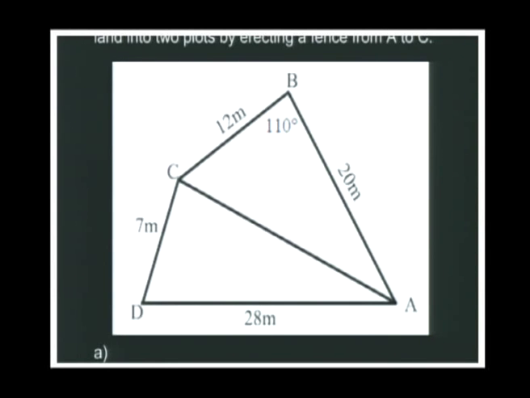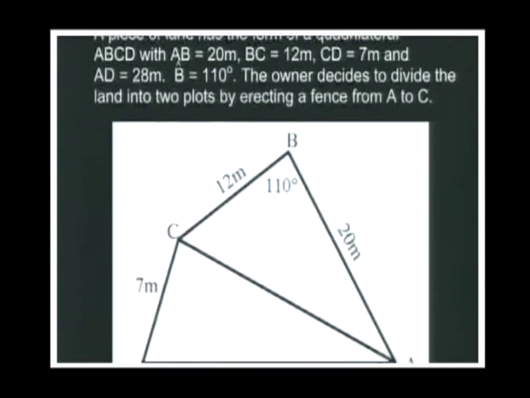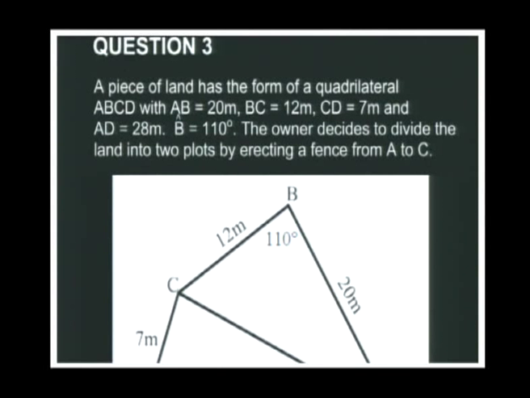Question 3 looks a whole lot more exciting, and we've got a little bit more information. There's a bit of a story at the top, so let's start off by reading that. A piece of land has the form of a quadrilateral. Quadrilateral, quad. So for those of you who struggle with the English part of maths, just think of a quad bike. How many wheels does a quad bike have? 4. So a quadrilateral is a shape with 4 sides.